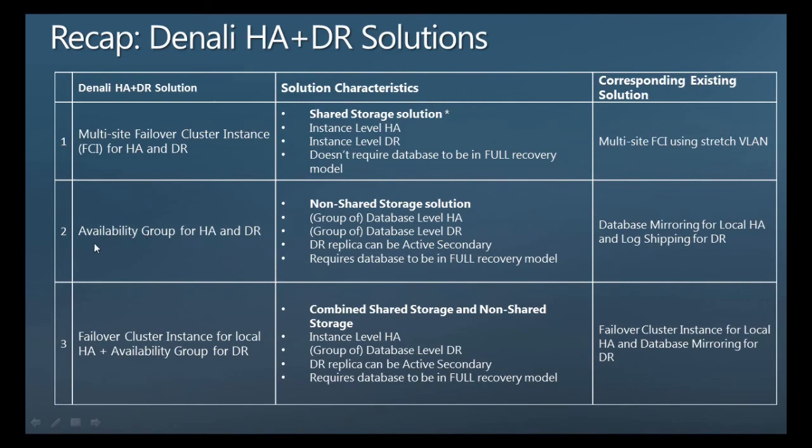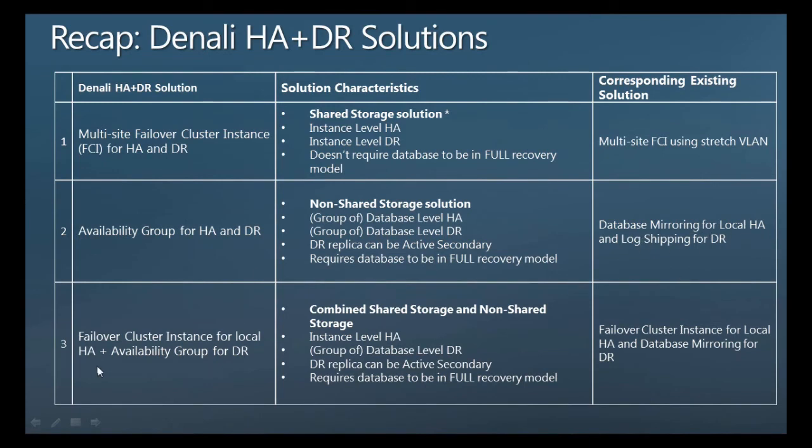The second one is the availability group for HA and DR. You don't need shared storage. We have a set of databases that fail over together for both HA and DR. You can leverage active secondaries. It requires the database to be in a full recovery model. The corresponding existing solution is database mirroring for local HA and log shipping for DR.